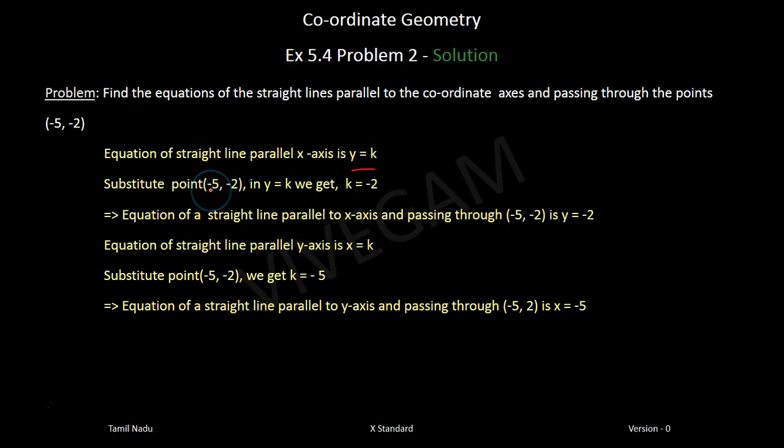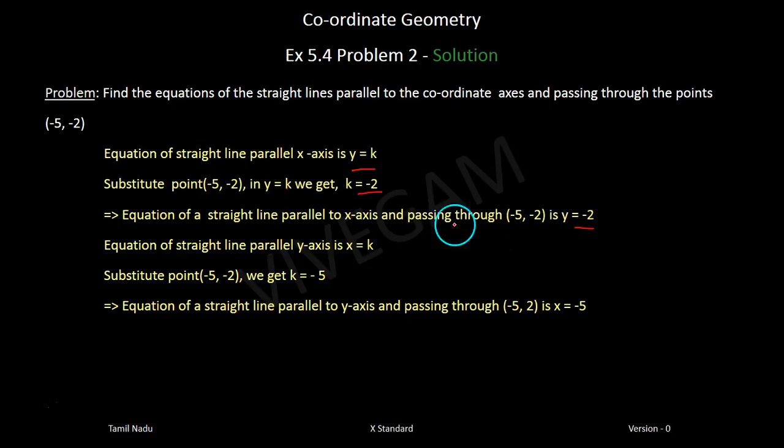So let's substitute. When you substitute, the x value is of no interest here, because this equation has no x term. So -2 is in the place of y. So -2 will be equal to k, or k is -2. So this equation will become y equal to -2.